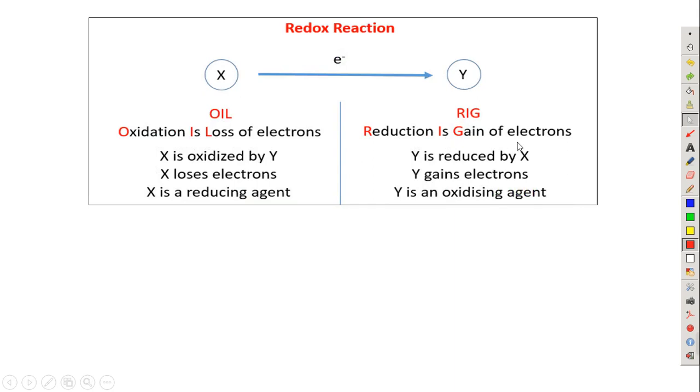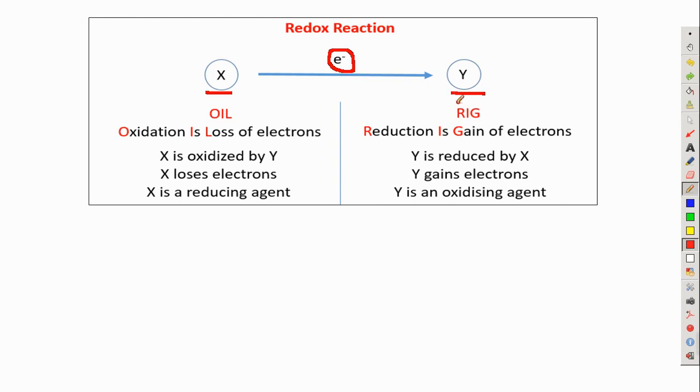This is a way of remembering it. Okay, so some vocabulary about this. A redox reaction, and this is the general way to write it, is that one molecule, an X molecule, is going to transfer electrons to a Y molecule.